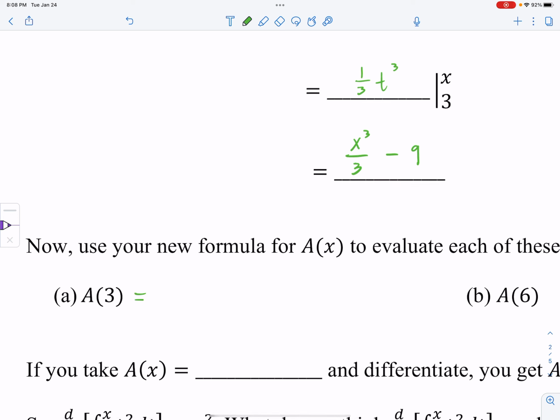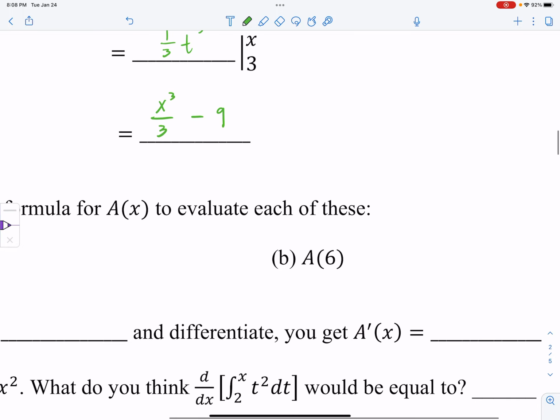If we plug in 3, that would end up being 3 cubed divided by 3, which is 3 squared, or 9, minus 9, which would just be 0. And then A of 6 would be 6 cubed divided by 3 minus 9. And you could simplify that.